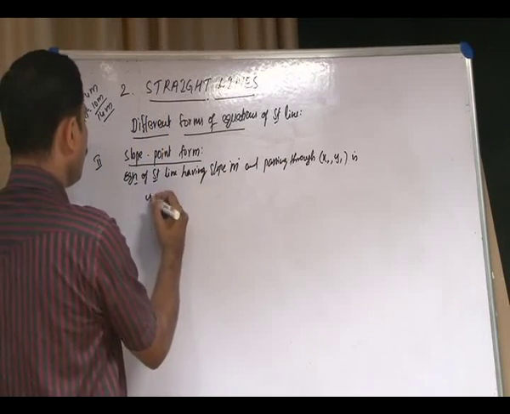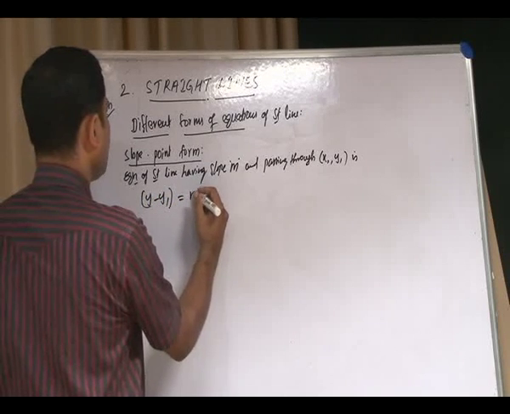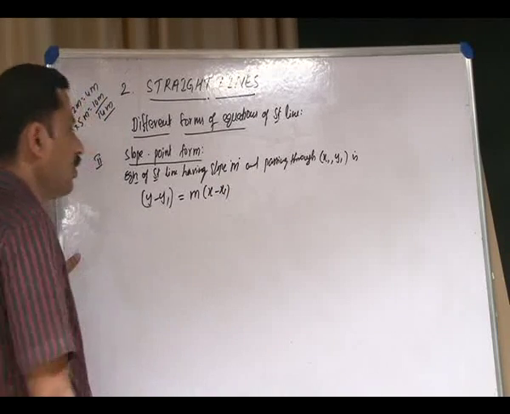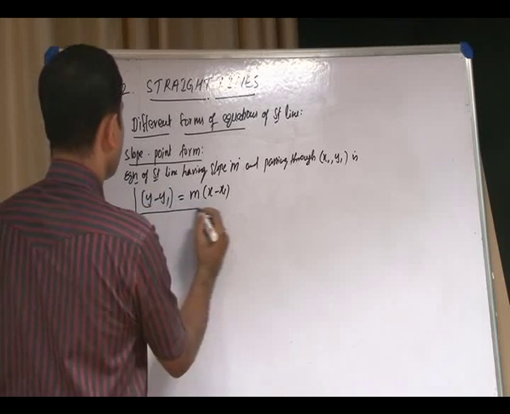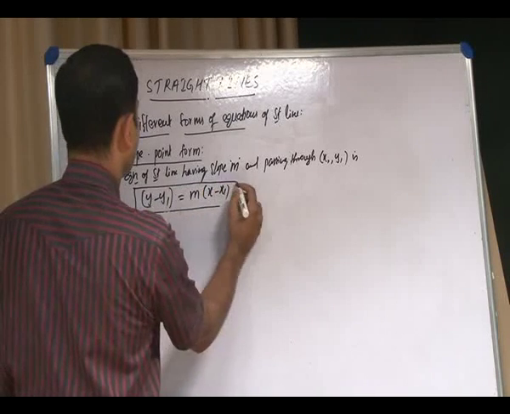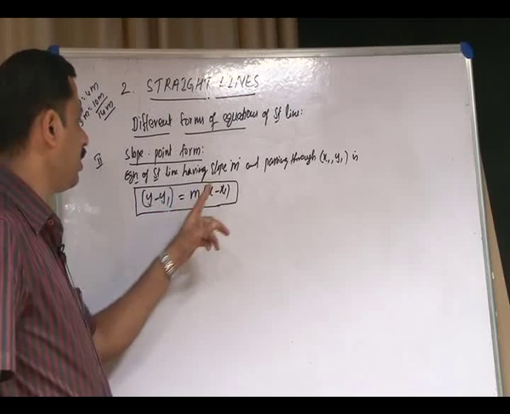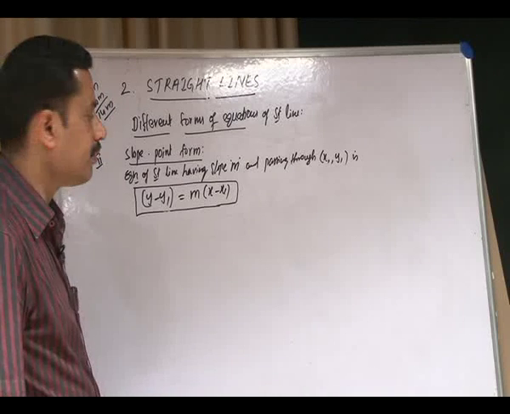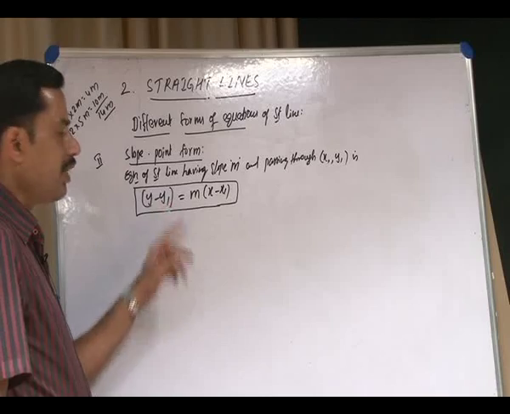y minus y1 is equal to m into x minus x1. So, this is the slope point form. Here m represents the slope of the straight line, and x1 y1 are the coordinates of the point. So, the second form is the slope point form, y minus y1 is equal to m into x minus x1.